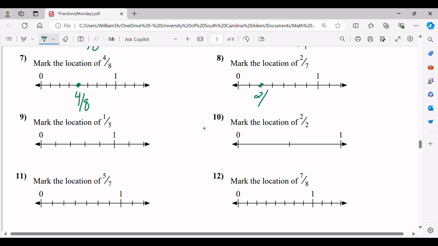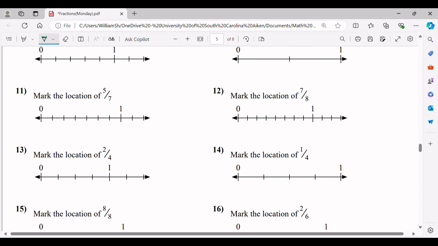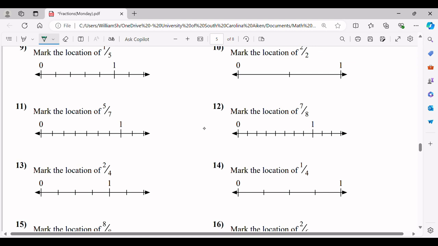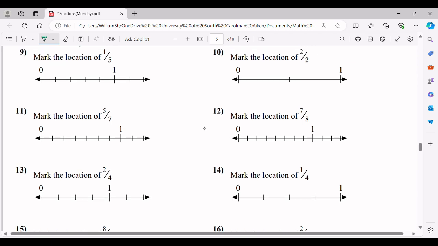Mark the location of 2/7. 1, 2. There are 7 total. 3, 4, 5, 6, 7. So 2/7 is here. It's really just counting, locating it on the number line. Marking the location now of 1/5. 1/5 right there.